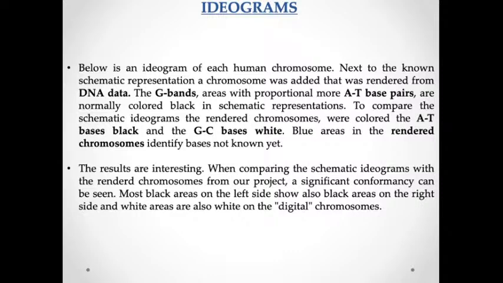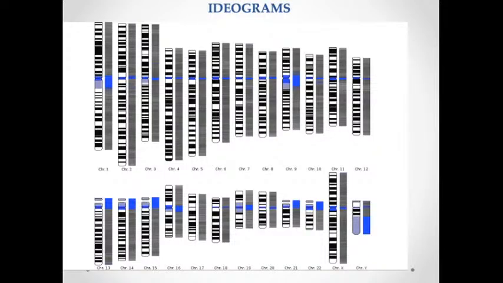G band areas have proportionally more A and T base pairs. To compare the systematic ideograms, the rendered chromosomes are colored with the AT and GC bases white. The results are interesting, which leads to these kinds of results. So these are the G bands, dark, and the light bands are the R bands. So this is the ideogram: chromosome 1, chromosome 2, chromosome 3, 4, 5, like this. It goes till your X and Y.